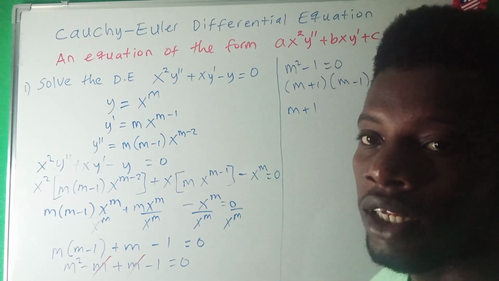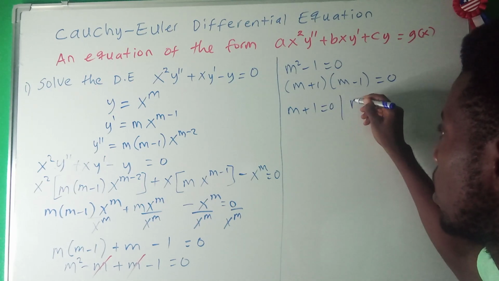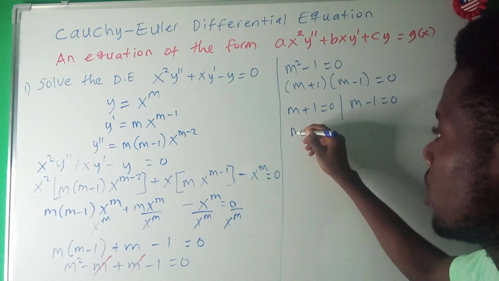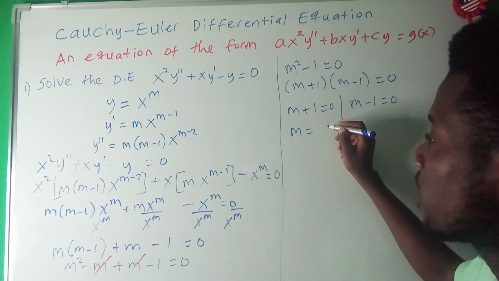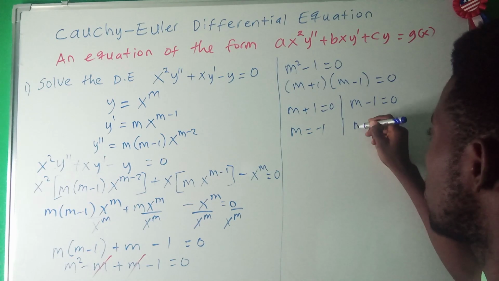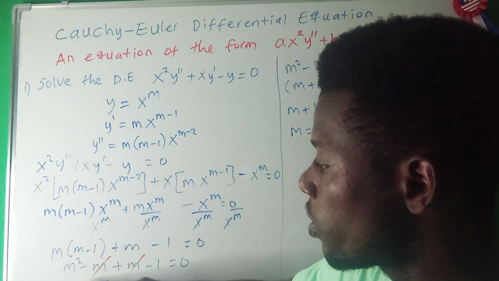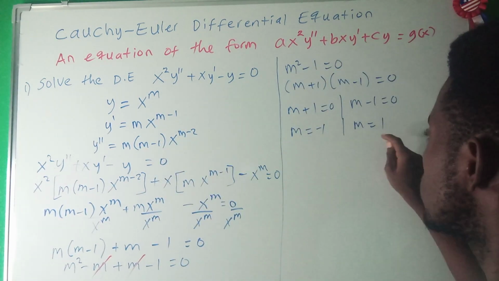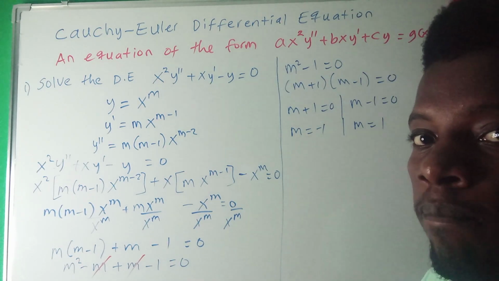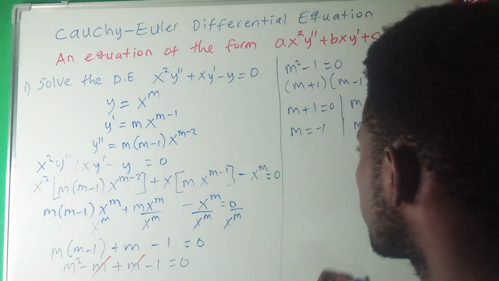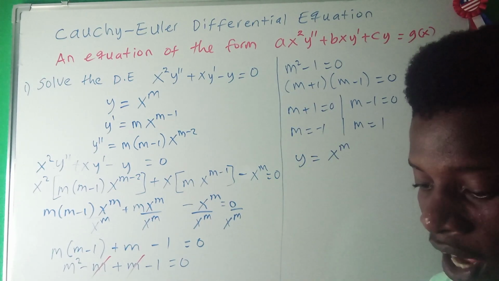And then we use the zero product property. M plus 1 equals 0, m minus 1 equals 0. In which case, m is equal to positive 1, or for the other, we send the 1 across and it becomes -1. So the two solutions for the quadratic equation we have are -1 and +1. But we assumed a solution of the form y equals x to the power m. Notice I'll get two m values.